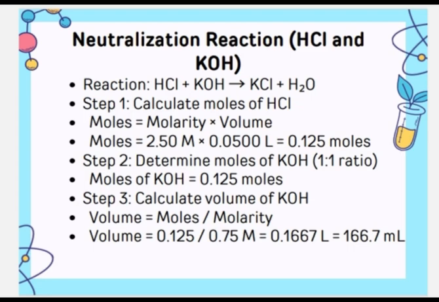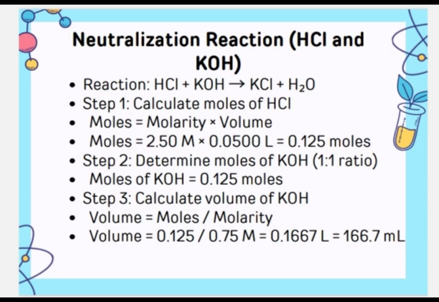Neutralization reaction, HCl and KOH. Reaction: HCl plus KOH equals KCl plus H2O. Step 1. Calculate moles of HCl. Moles equals molarity times volume. Moles equals 2.50 M times 0.050 L equals 0.125 mole.